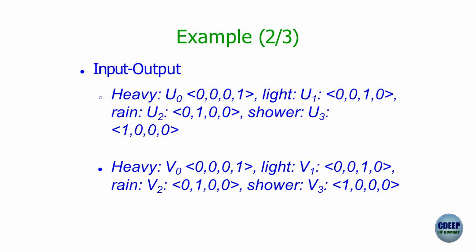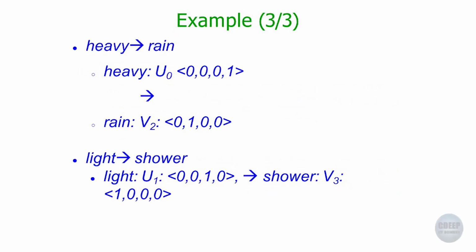So then we have the input-output pairs as heavy 0001, light 0010, rain 0100, shower 1000. And then in the output again you have any of the four words. So that's what I will demand while I train. Now I want for heavy, which is U0, the 0th word, 0001, I want the output to be V2. So U for inputs, V for outputs. V2, 0100. Why V2? Because the words have been lexicographically ordered: heavy, light, rain, shower. V0, V1, V2, V3. U0, U1, U2, U3. Light shower, given U1, get V3.